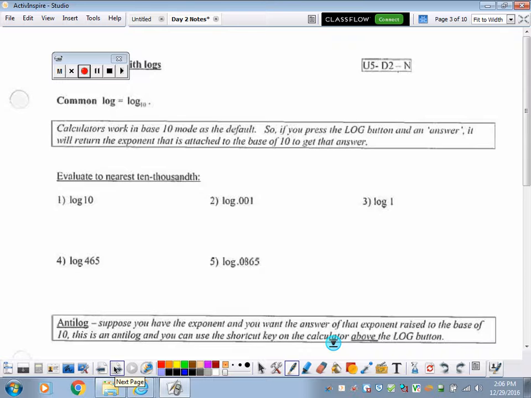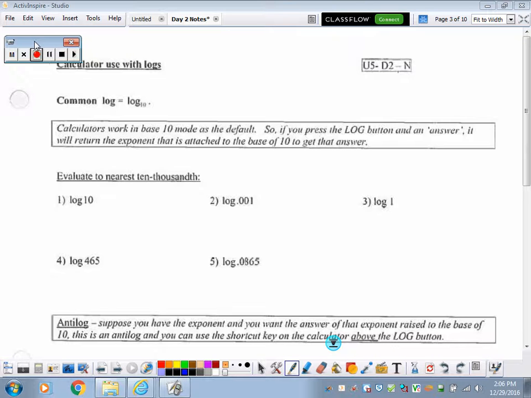First of all, remember from last class, common logarithm: when the base is not written, it's understood that the base is 10. Calculators work in base 10 mode as a default because our number system is in base 10. So if you press the log button and answer, it will return the exponent that is attached to the base 10 to get the answer.